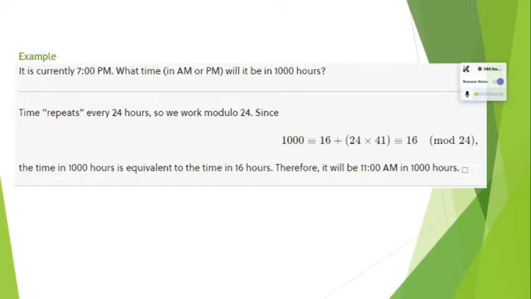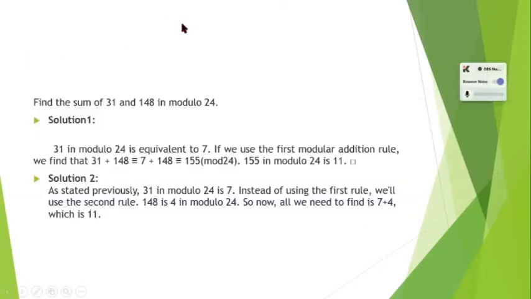Now, let's go with the next slide. Find the sum of 31 and 148 in modulo 24. So, 31 in modulo 24 is equivalent to 7. If we use the first addition rule, we have that 31 plus 148 is equal to 7 plus 148, which is equal to 155 mod 24. 155 modulo 24 is 11.